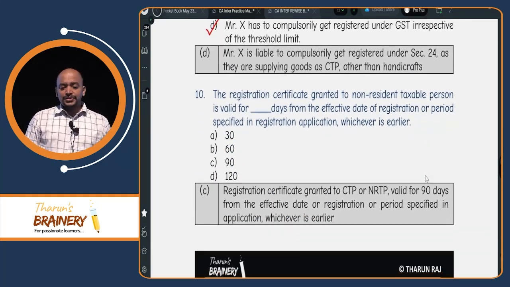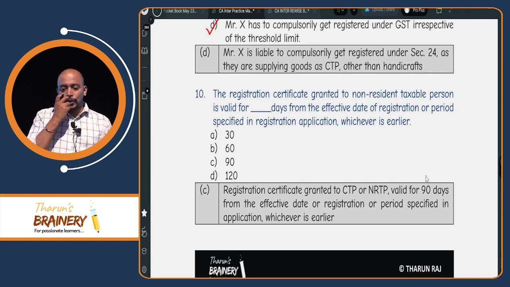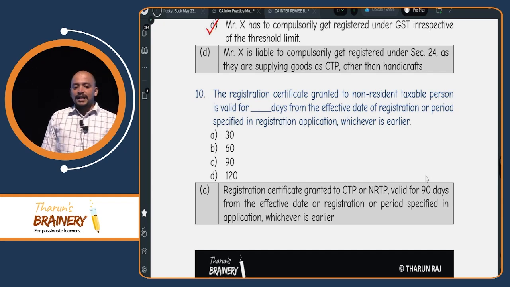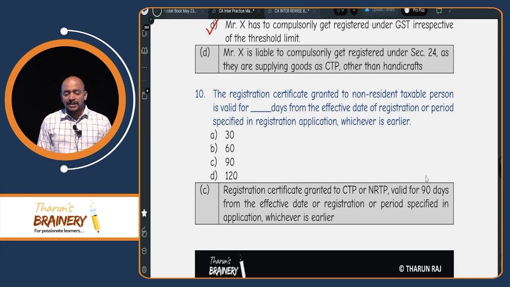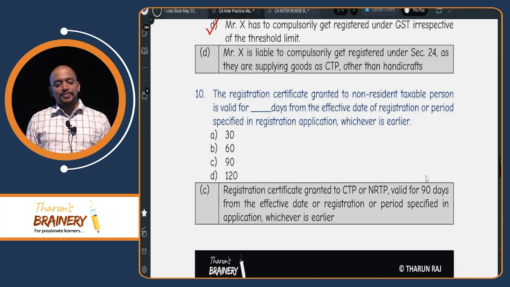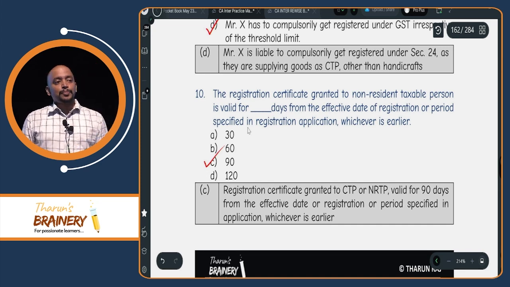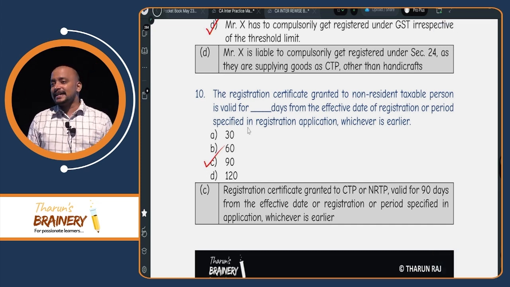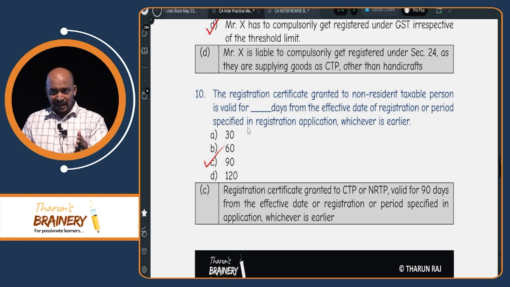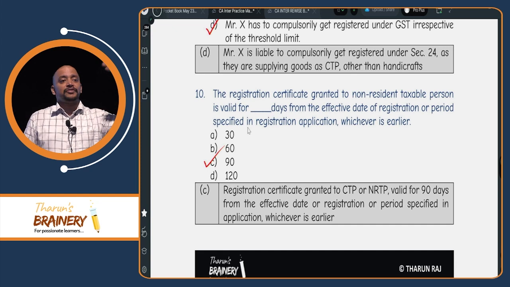The registration certificate granted to a non-resident taxable person is valid for dash days from the effective date of registration or period specified in registration, whichever is earlier. 90 days. Even if one of the options has 180 days, we will still select 90 days. But maximum 180 days, sir? No, not at a time 180 days. 90 days or period specified in registration, whichever is earlier. Again they need to make an application for extension.